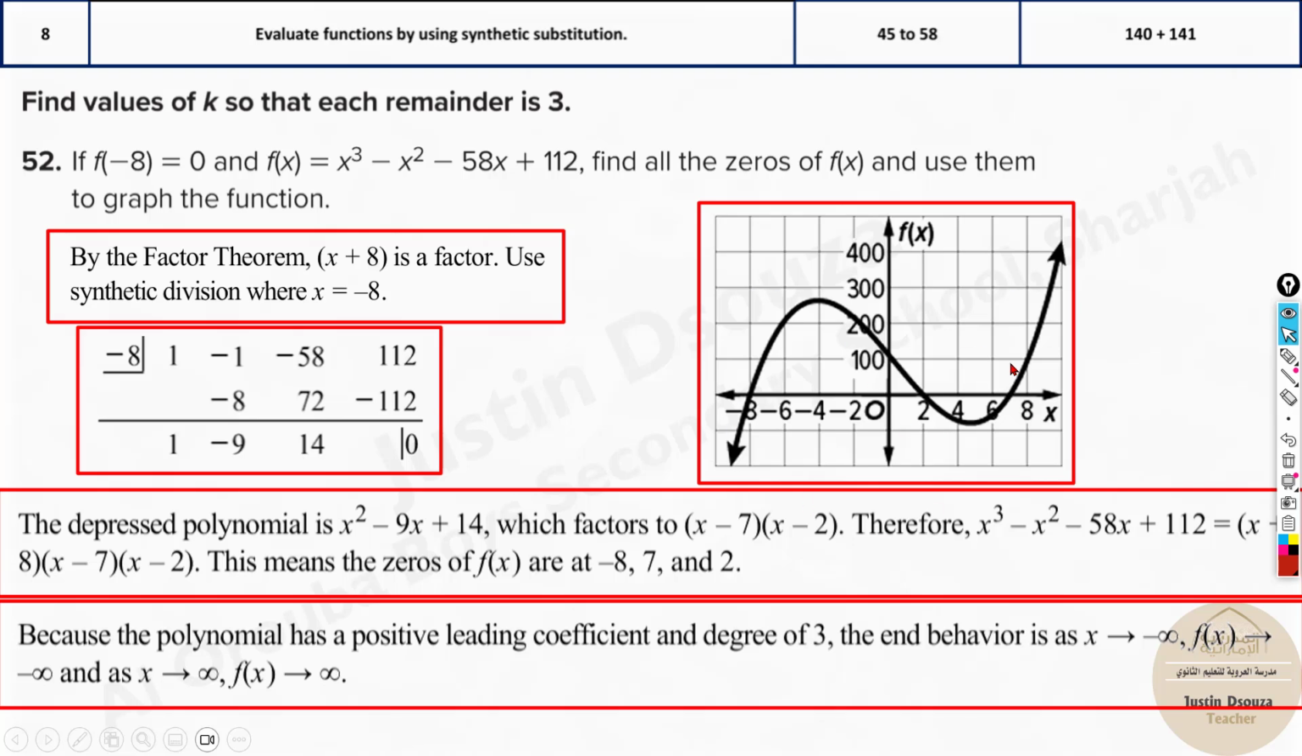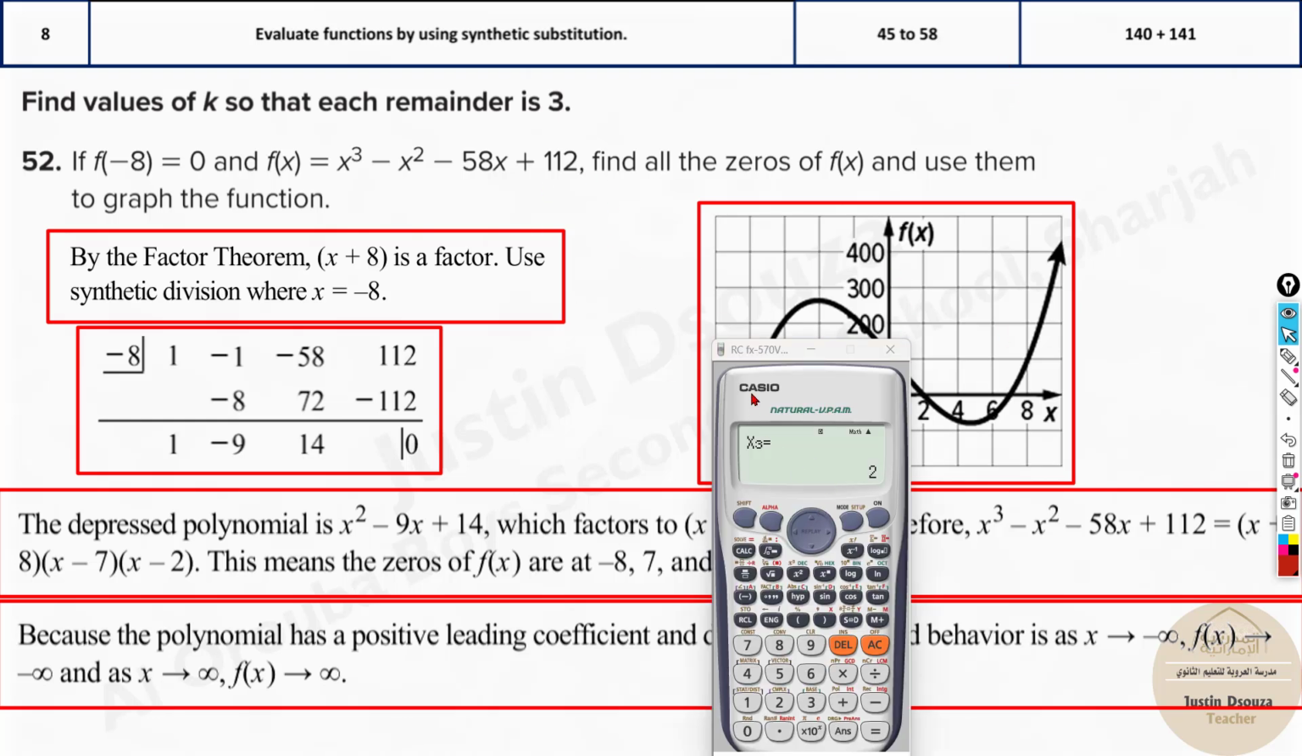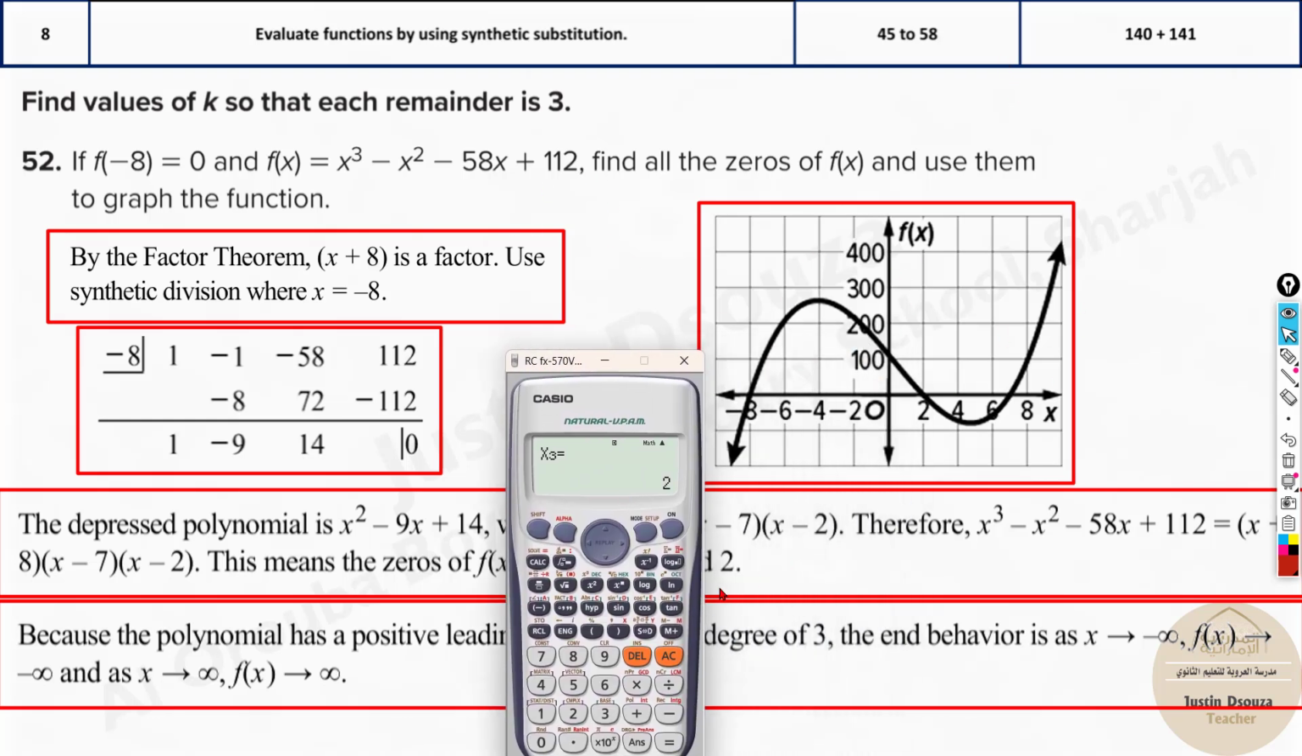Now, if your graphs are given, then you can just use the table method and solve it. I'll show you that as well. If at all your exam was given such that your options are 4 different graphs for this particular question, go to mode, 7 is for table, and type this equation. It is x cubed minus x squared, and then we have minus 58x plus 112. And just press equal to.